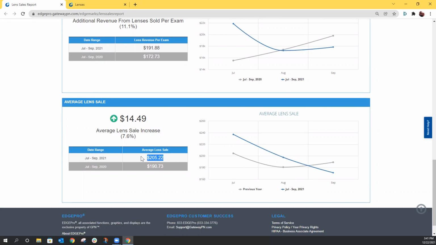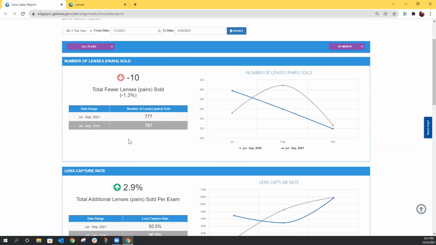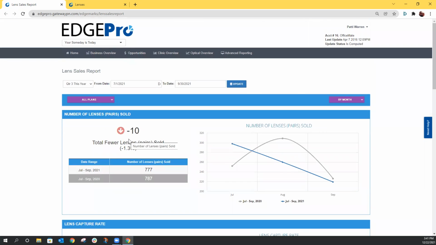So we get many more metrics on this page here in our lens sale report, but I'm going to scroll back up here to the top. We do have our main filter, our by plan filter here. If you wanted to see all these same metrics based off of VSP, you could simply click on VSP and it would filter that out for you.